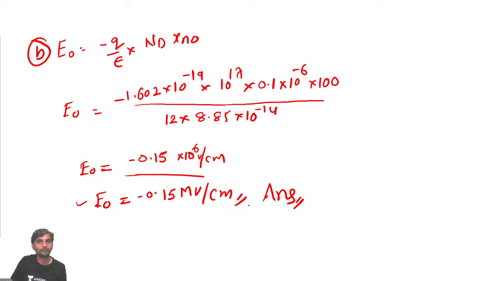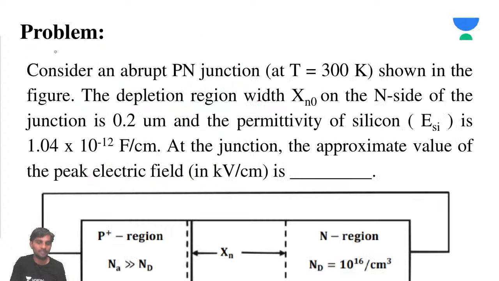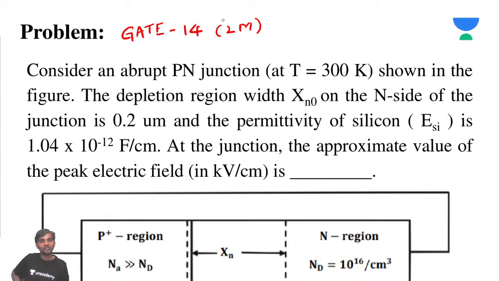Okay. Consider an abrupt junction. I think this came in the GATE exam 2014 for 2 marks. GATE 2014, 2 marks: Consider an abrupt PN junction at T equal to 300 Kelvin, shown in the figure.